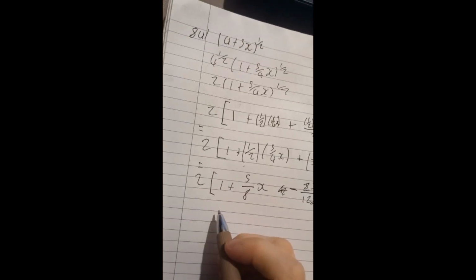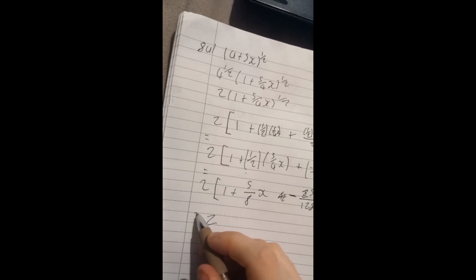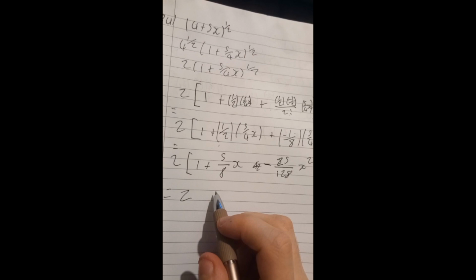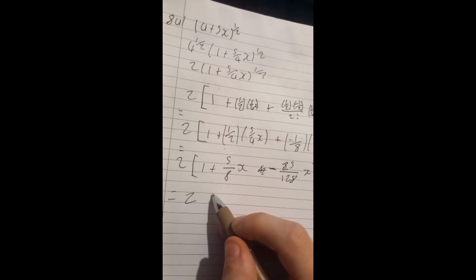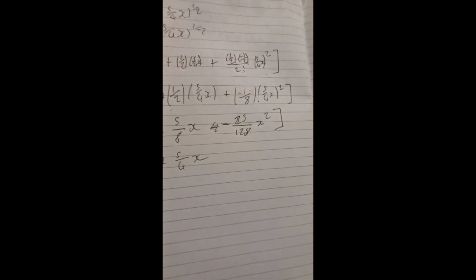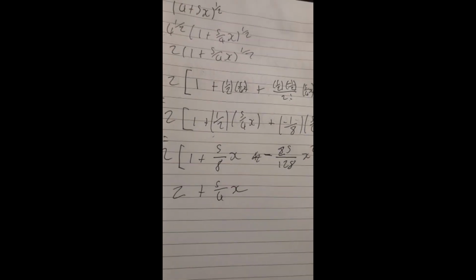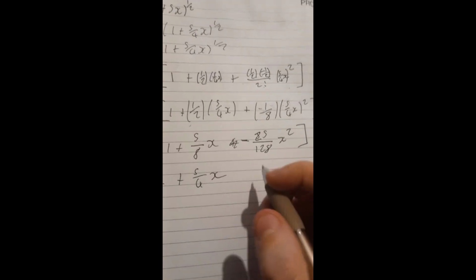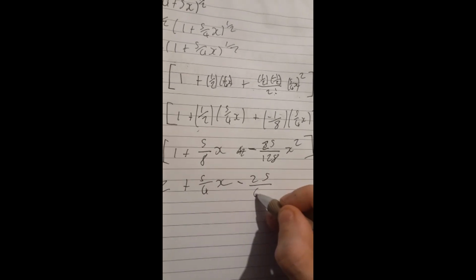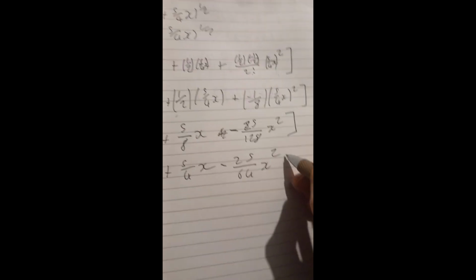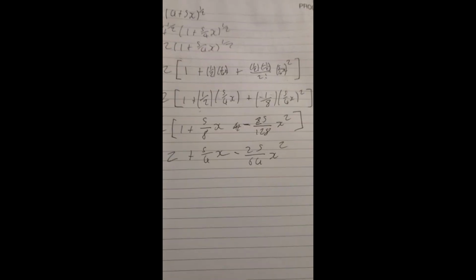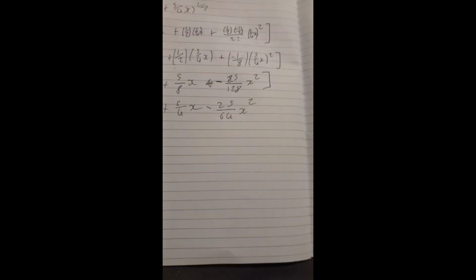Anyway, 1 times 2, that's 2. 5 over 8 times 2, that's 10 over 8, which is just 5 over 4. So simplifies to 5 over 4x. 25 over 128 x squared times 2 simplifies to 25 over 64 x squared. And that's your answer to A. I don't know why it's took me 4 minutes to do it, but hopefully the next one's quicker.